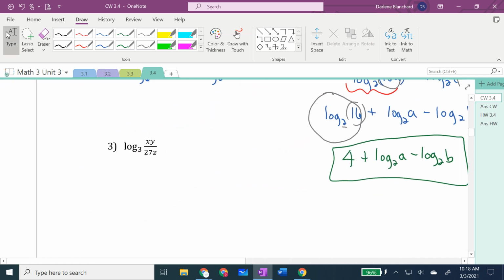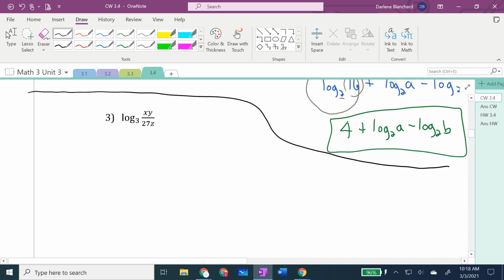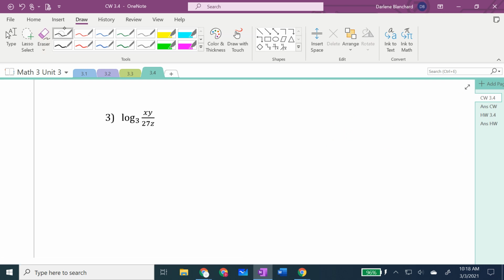Okay, and then a little bit harder. Again, I'm going to do this step by step. If you see a faster way than what I'm doing and you're getting the correct answers, that's fine. I'm going to erase to just get this out of the way. Okay.